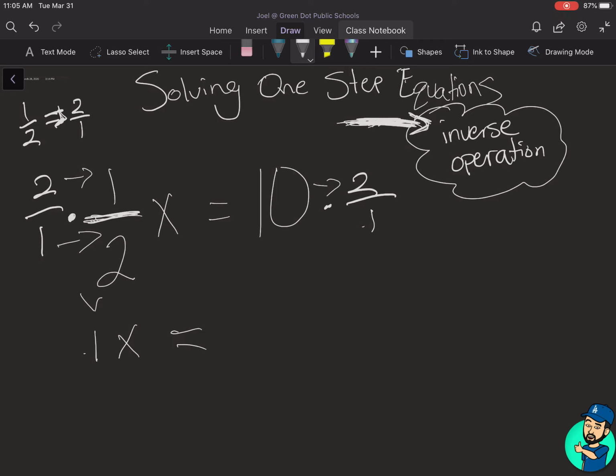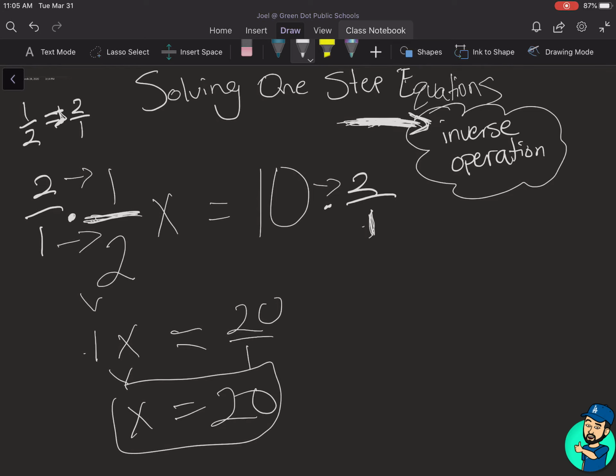equals 10 times 2, which is 20, over 1. Now 1x is just x, and 20 over 1 is just 20. You see how easy that was? I prefer the shortcut.